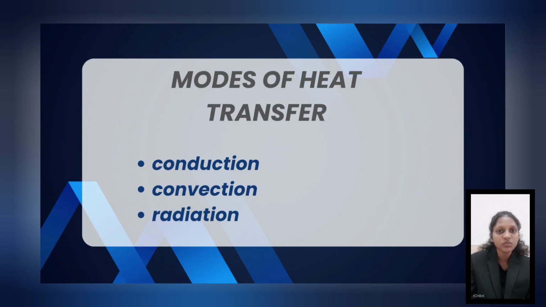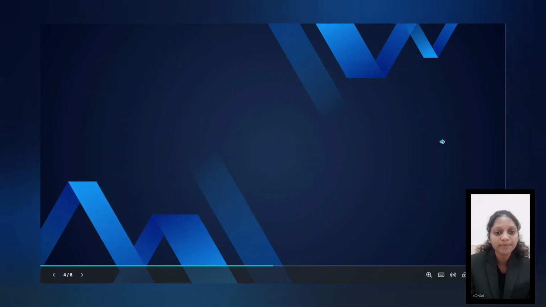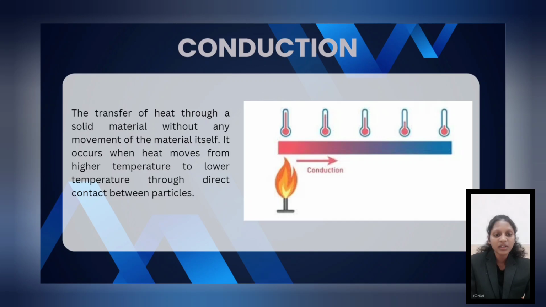Now, what is conduction? Earlier we saw conduction is a heat transfer through solid material. Conduction happens when heat moves through a solid. It requires direct contact between hot and cold parts. For example, heat moves from a stove to a metal pot. This image is describing this. The heat moves from the hot part to the cooler part.